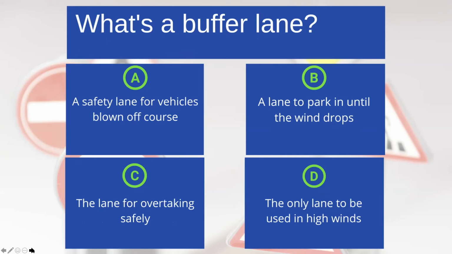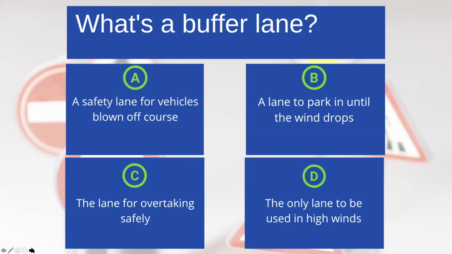What's a buffer lane? So a buffer lane is used when the winds begin to cause risk to high-sided vehicles. Don't use a buffer lane unless your vehicle has been blown off course, or if you need it to avoid an incident or collision. So a buffer lane, is it used A, a safety lane for vehicles blown off course?